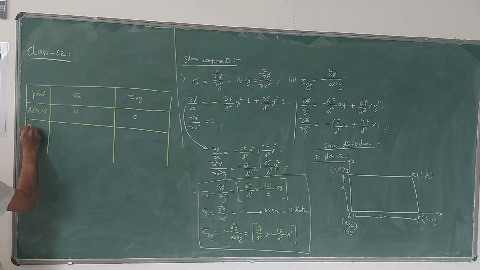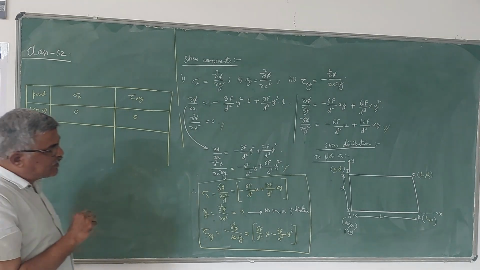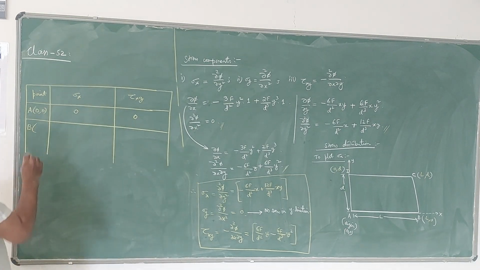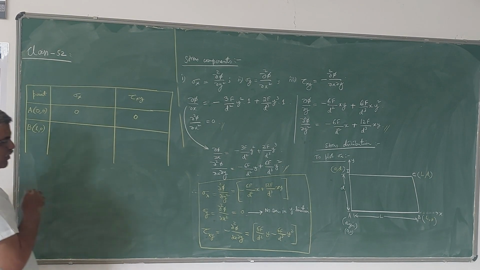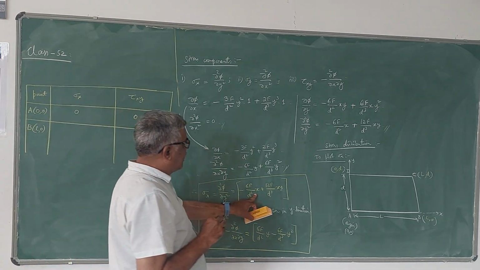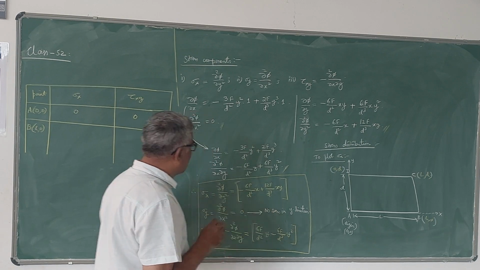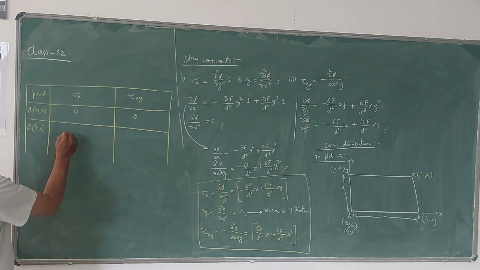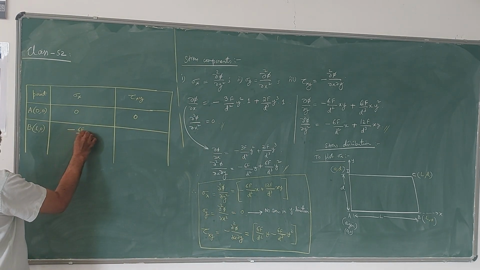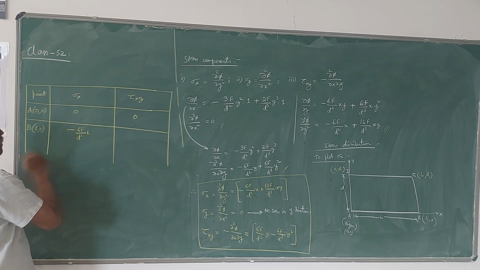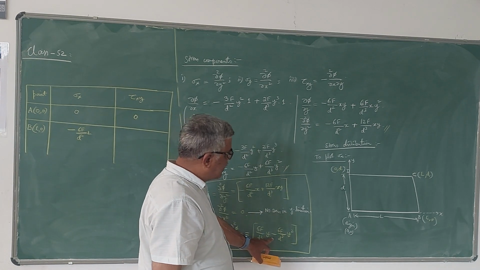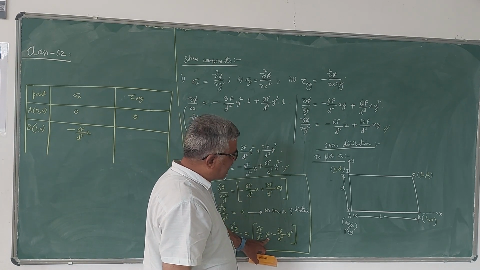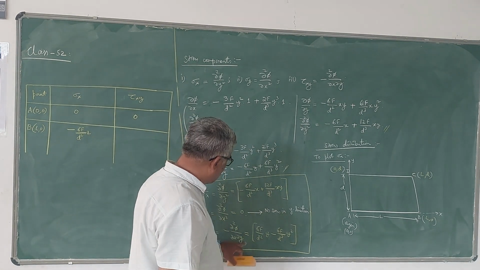Next, at point B. B is L comma 0. Put x is equal to L, y is equal to 0 in this. It's 0 on one term, and the answer is minus 6F by D square L. Correct? Next, tau xy. Here, put x is equal to L, y is equal to 0, which means 0.